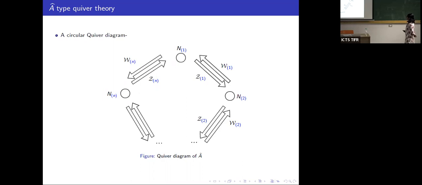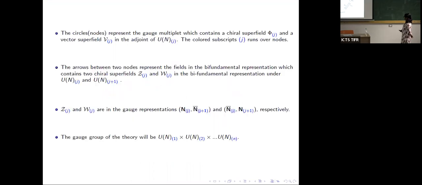As I said, there are two chiral superfields in the hypermultiplet denoted by curly Z and W, and they are in some representation under the gauge groups. So here Z1 is in the bifundamental representation of N1 and N2 because it is connecting N1 and N2. Z1 is in representation (N1, N2 bar), and W1 is in representation (N2, N1 bar), and so on. So this is a circular quiver diagram, which is called an A-type quiver diagram.